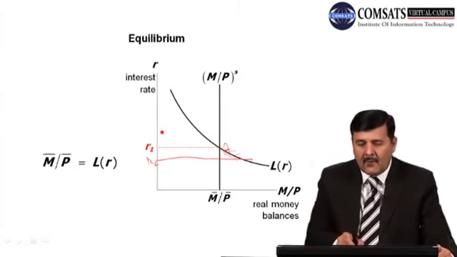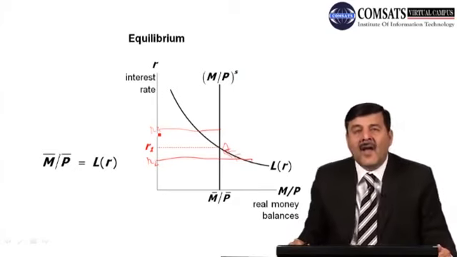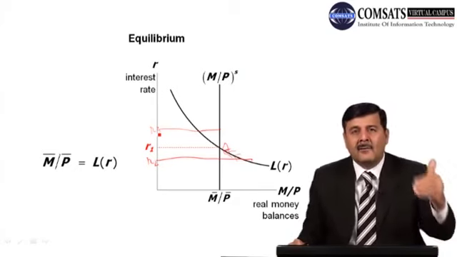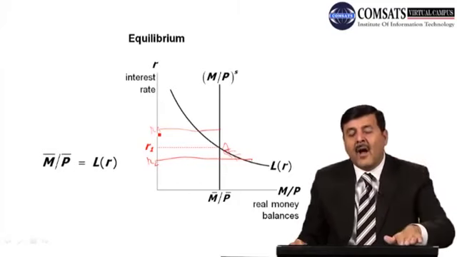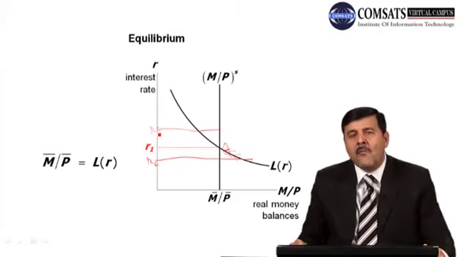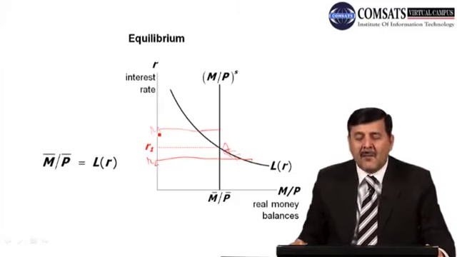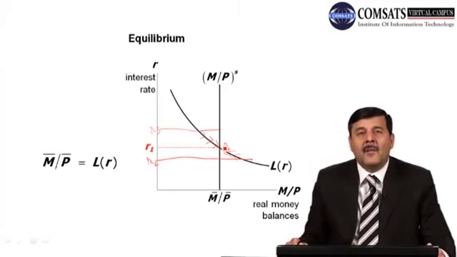Similarly, if we have a point which is above R1, suppose it is R3. Now what is happening at R3? The supply of money is more than the demand for money. Demand for money is less, supply of money is more, so the rate of interest starts coming down. When the rate of interest comes down, people will try to demand more money instead of depositing their money with the banks, and the market will move towards the equilibrium point A, where demand for money is equal to the supply of money.